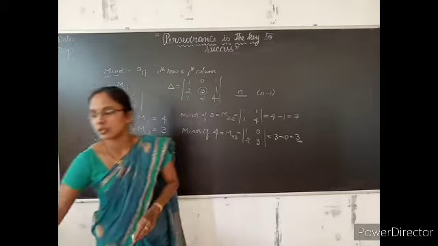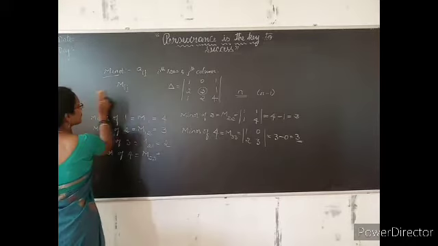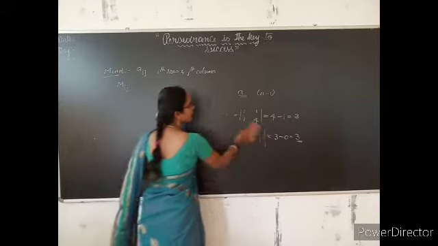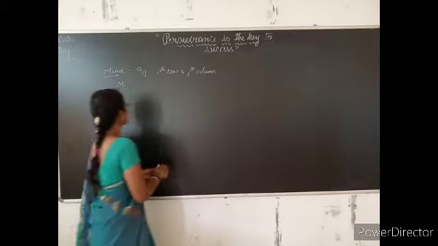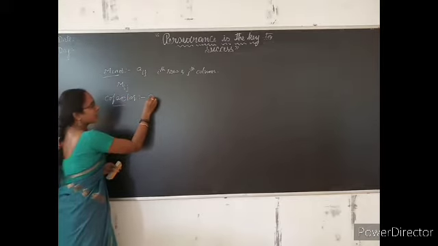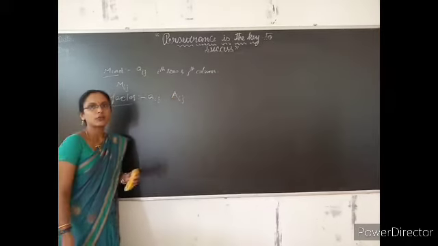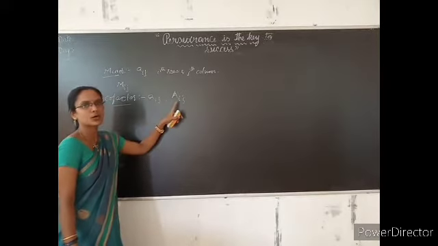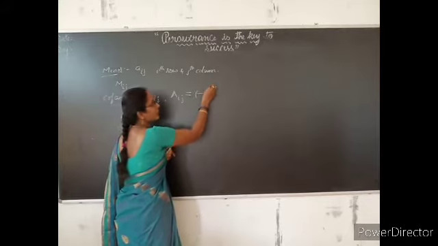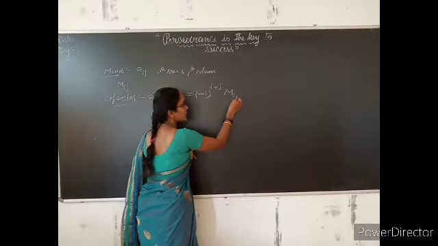Next is the cofactor of an element. The cofactor of an element is defined using the minor of an element. Using the same minor, we define the cofactor. The cofactor of an element Aij is denoted by capital Aij. This is minus 1 to the power i plus j, into Mij.